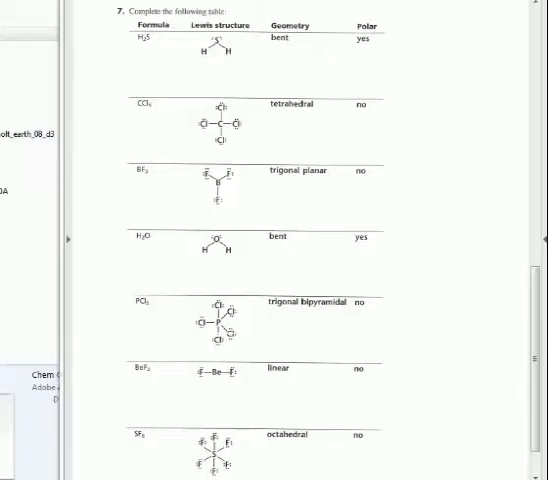All right, number 7. Sorry about the small pictures. Just got to do this to get the whole thing in there. Number 7, complete the following table.